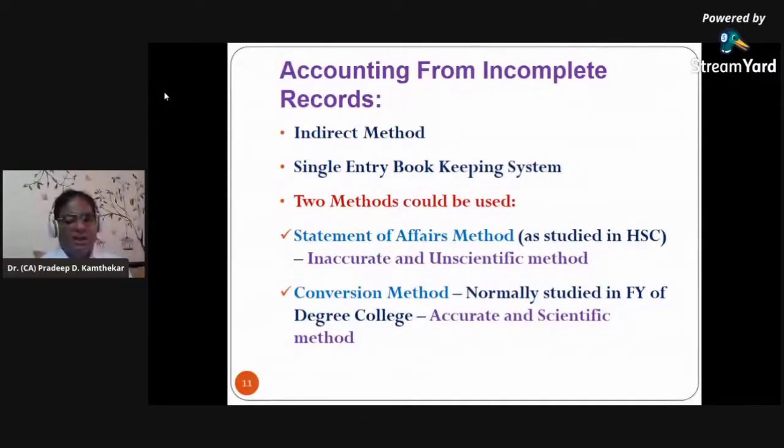with incomplete accounting records. One is the statement of affairs method, that we'll see in the later slide, and that students have studied in HSC also. And a conversion method, which is normally there in the first year degree college. It might be BCom, BAF, or any degree commerce course for that purpose.